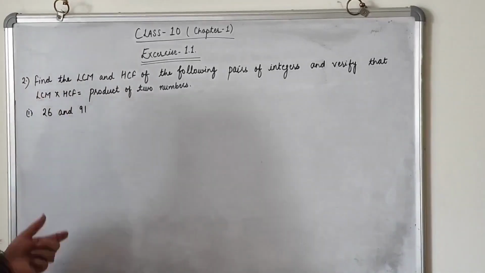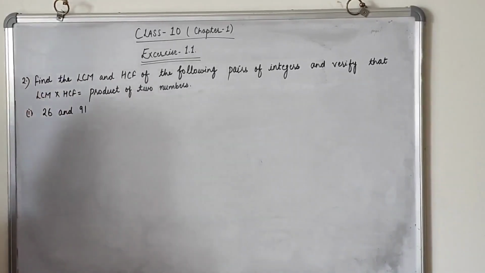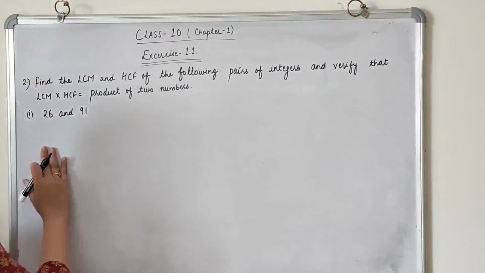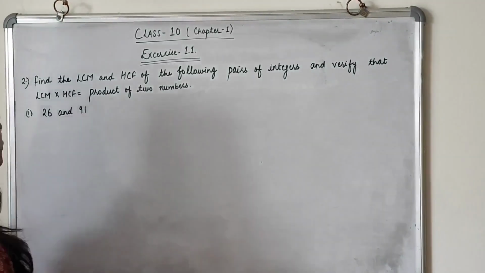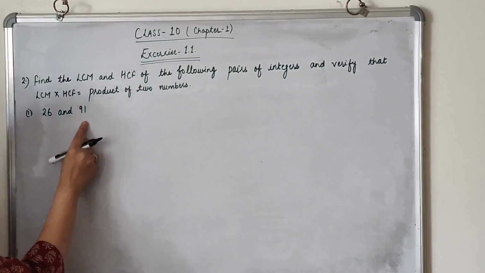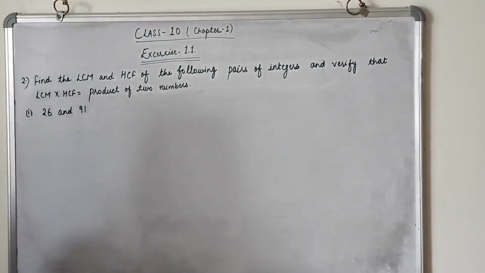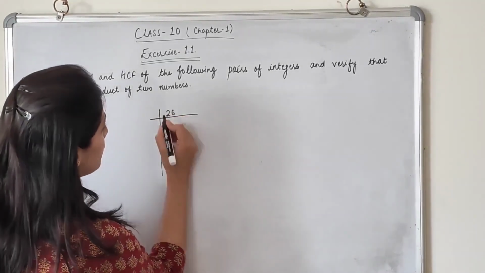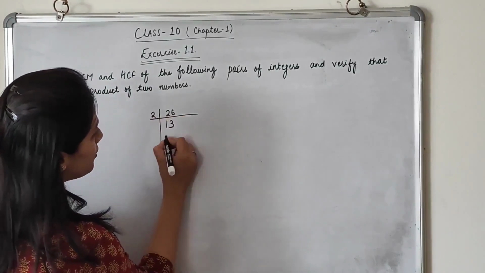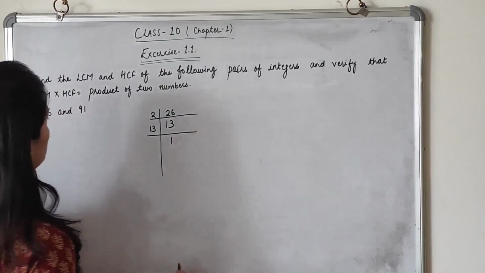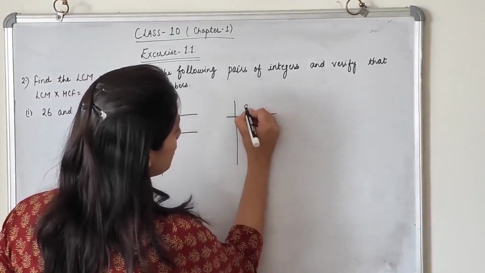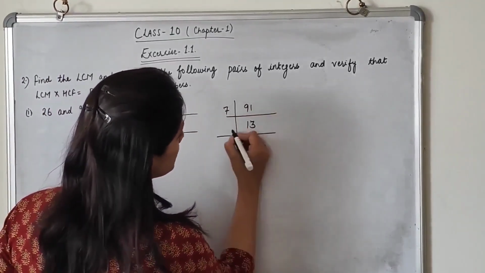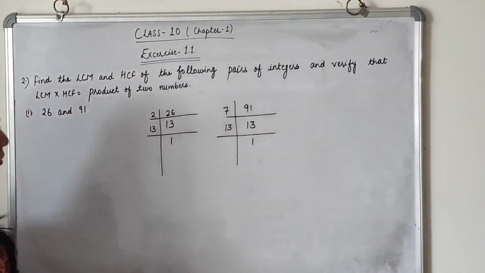So here is our next question. Second, find the LCM and HCF of the following pairs of integers and verify that LCM cross HCF is equal to product of two numbers. So here is the first part, 26 and 91. First we are going to find the prime factors of 26 and 91. So what are those? 2 ones are 2, 2 thirteens are 26, 13 ones are 13. And 91, 7 into 13 is 91, 13 ones are 13.